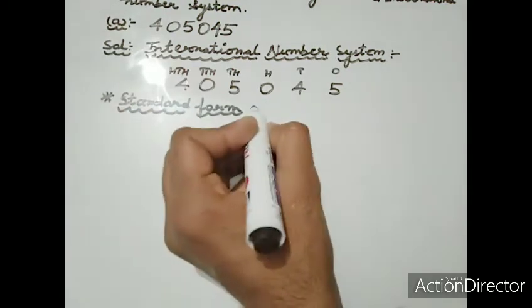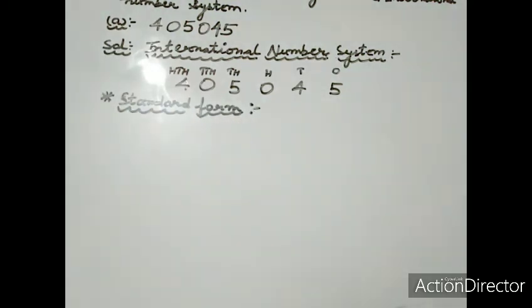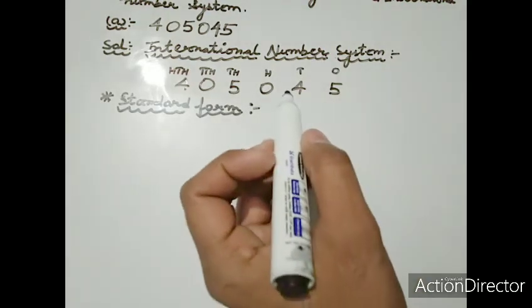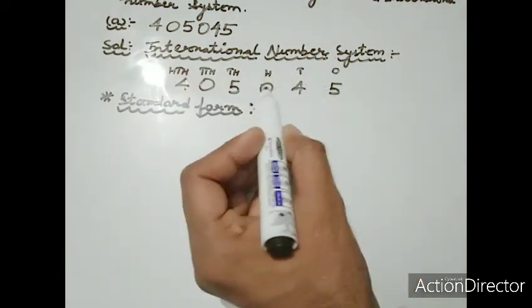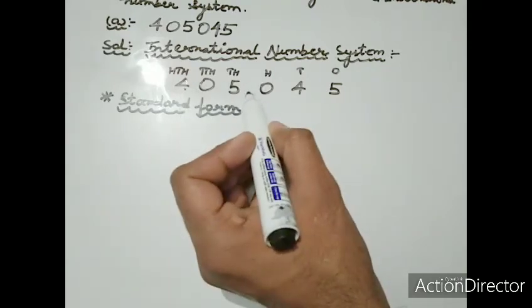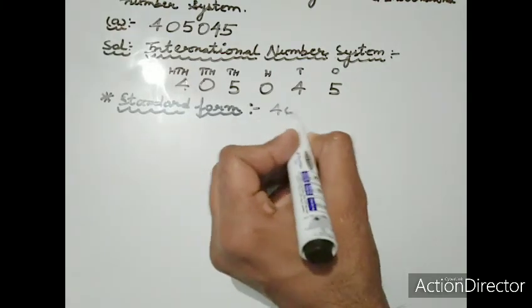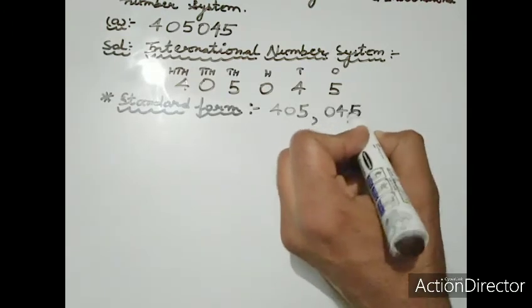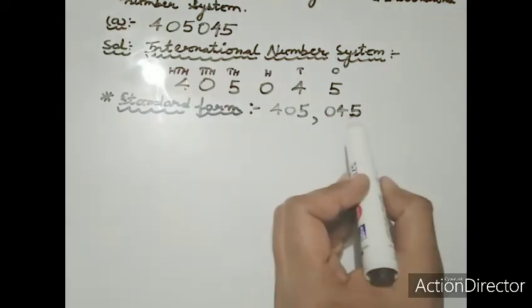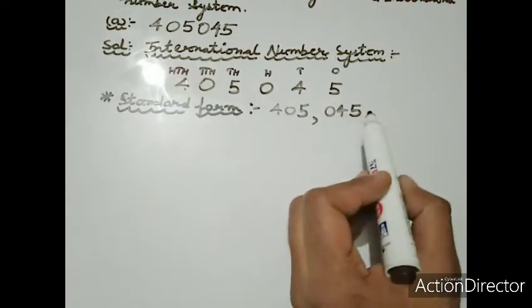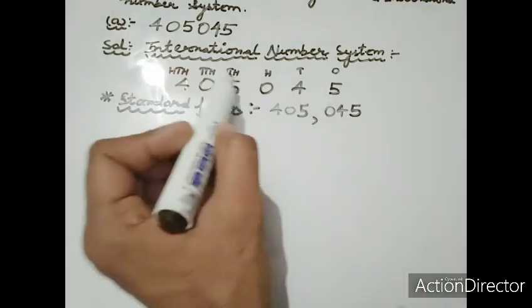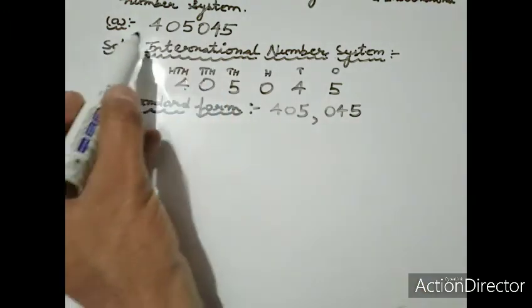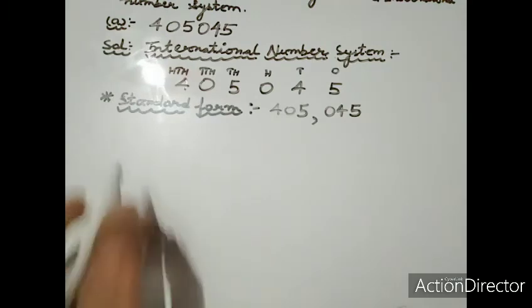And you all know that when we write a standard form of the number, here we use comma and leave space and separate the different periods. So here we separate ones period from the thousand period by using comma here. So here we write this number as 405,045. Okay students, here we make a set of 3 digits: 3 digits in a ones period, 3 digits in a thousand period and 3 digits in a million period and so on.